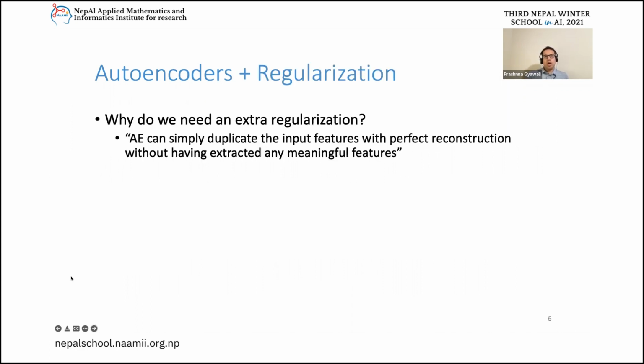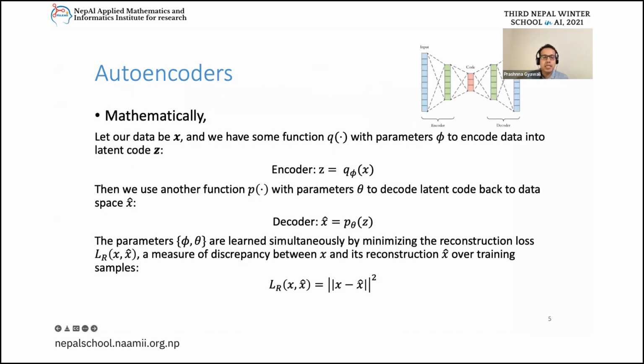Now, with this introduction, I would like to bring up another topic, that is the concept of regularization. Although we discussed autoencoders and how we train them by minimizing the reconstruction error, in general, different research often includes extra regularization. The reason to use this extra regularization is that if we do not have any, the autoencoder can learn some suboptimal solution, and they can simply duplicate our input features with perfect reconstruction without having extracted any meaningful features.